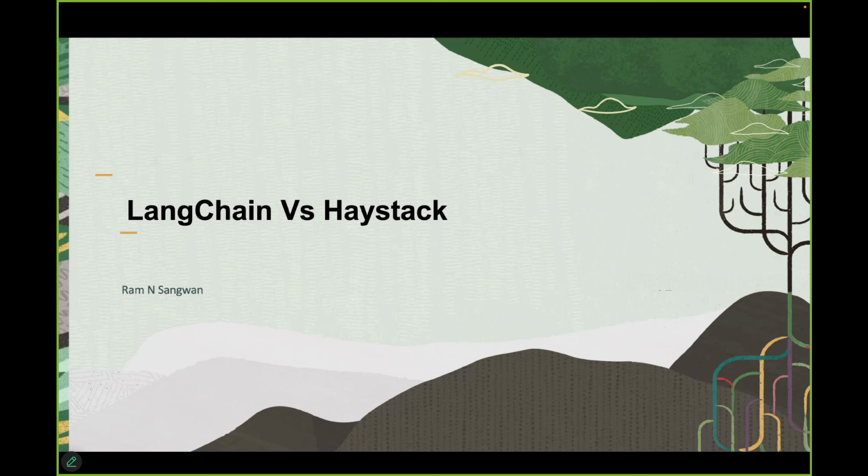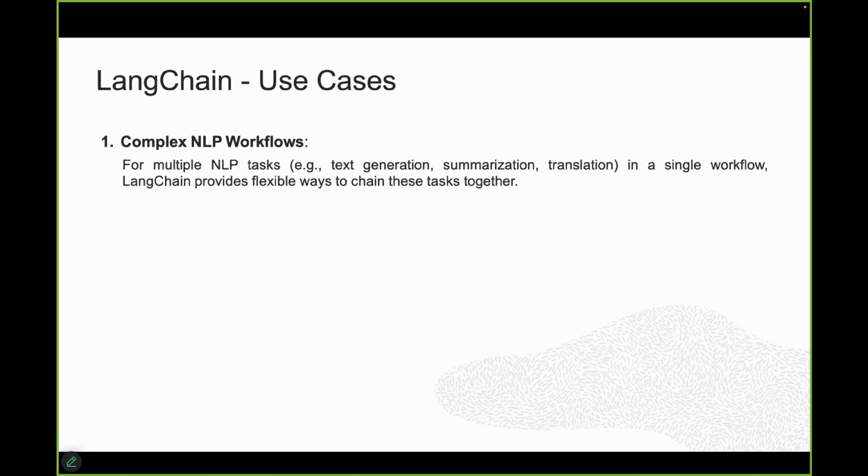Now we have two frameworks, LangChain and Haystack. Which one to use in what cases? Both are equally good, but yes, there are trade-offs involved and you'll have reasons to choose one over the other. So let's discuss that part. LangChain use cases. Complex NLP workflow. For multiple NLP tasks like text generation, summarization, translation in a single workflow, it's better to use LangChain because it provides flexible ways to chain these tasks together.